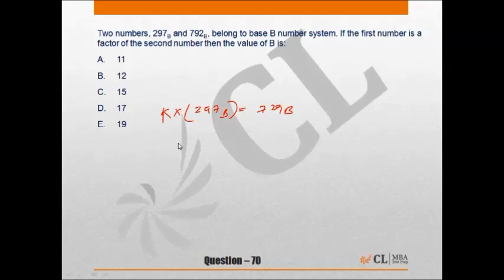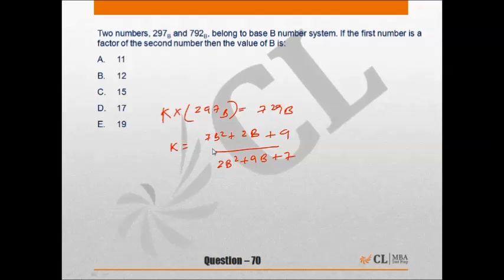From here we get k equals (7b square plus 2b plus 9) upon (2b square plus 9b plus 7). As we have to find the value of b, and the values given in options are the values which, when substituted in the given equation, should give an integral value of k.